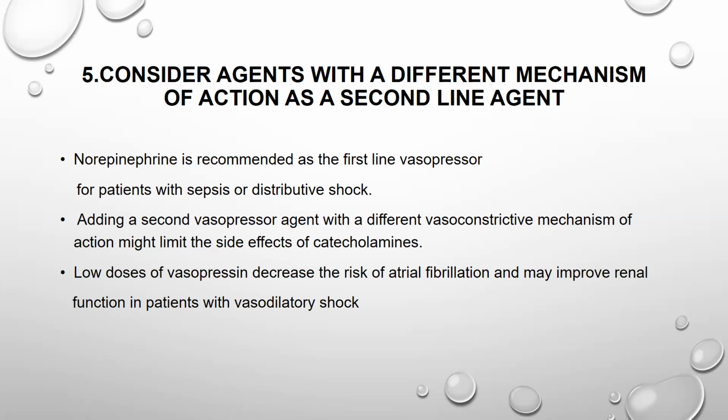So we said that we have to add another inotrope with a different mechanism of action. Low doses of vasopressin decrease the risk of atrial fibrillation and may improve renal function in patients with vasodilatory shock. Because we know that some of our inotropes can lead to arrhythmia. They are arrhythmogenic, such as dopamine, epinephrine, all of them. But vasopressin has less risk for arrhythmia.